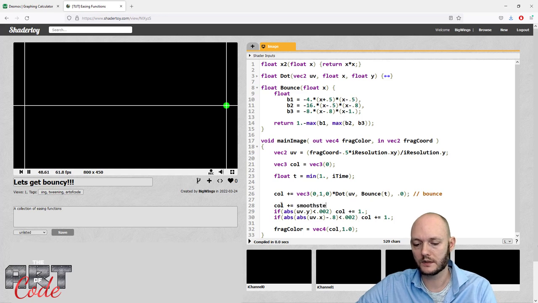For that, I can do col plus equals. I can use a smooth step for that. If you don't know how smooth steps work and you want to know how they work, I made a video about it. Check it out in the description. It's a very useful function. And I'm going to do uv.y minus bounce of the x-coordinate.